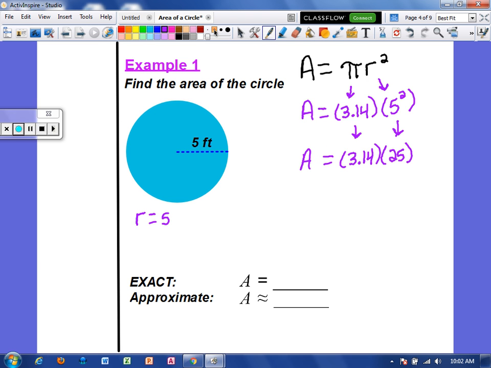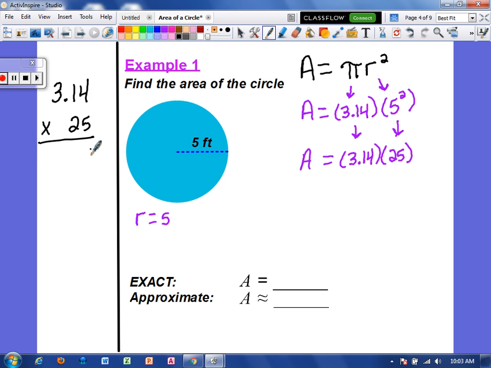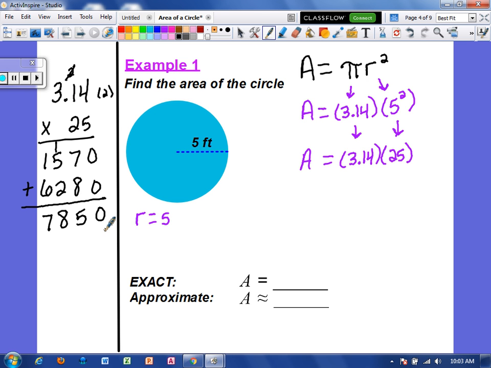So I am going to come over here to the left side of the page to work that out. 3.14 times 25. Alright, 4 times 5 is 20. Carry the 2. 1 times 5 is 5, plus 2 is 7, and 3 times 5 is 15. Put the placeholder. 4 times 2 is 8. 1 times 2 is 2, and 3 times 2 is 6. And now I'm simply going to add all of that together. I have 2 decimal places, so I should have 2 in the answer.